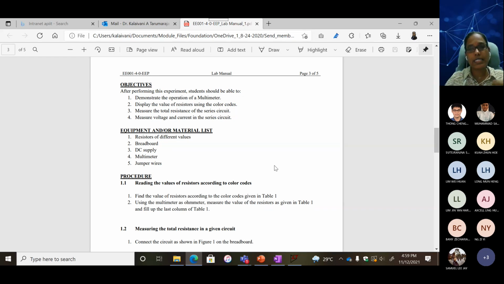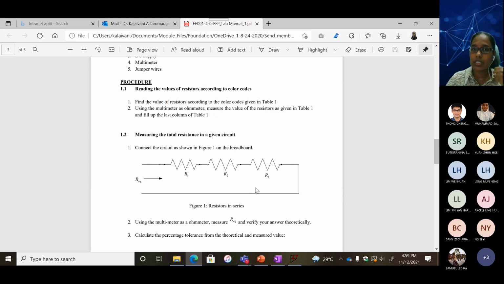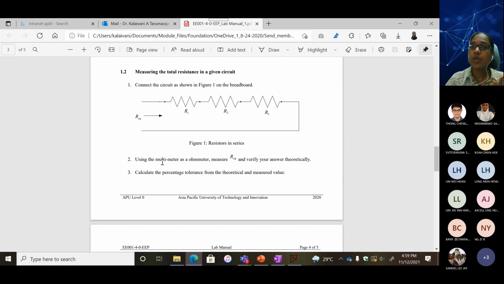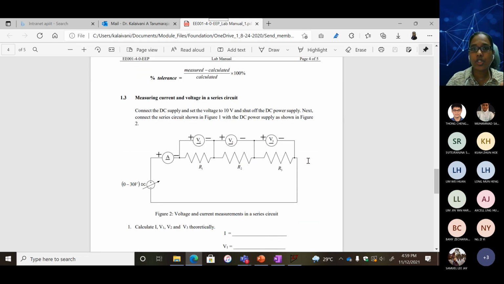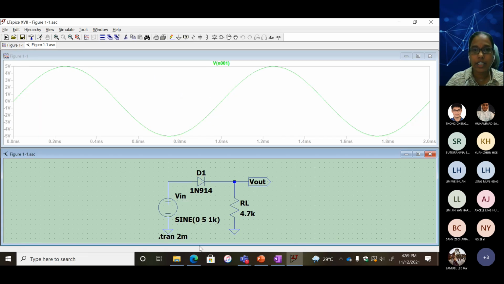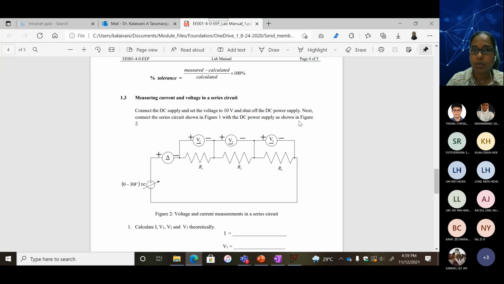Earlier, someone asked about the lab. Just for the introduction part, we have objective achievements based on the procedures: how you are going to measure your currents, how you are going to measure your total resistance, the equivalent resistance. We are going to use everything based on the software, and your lab manual will look in this form.